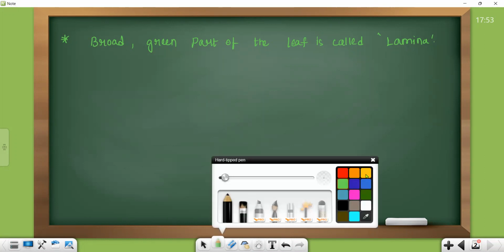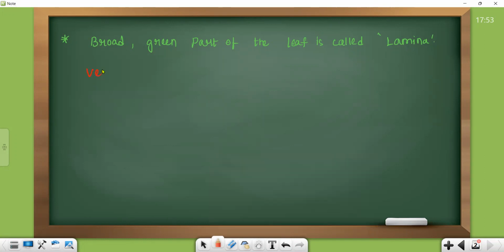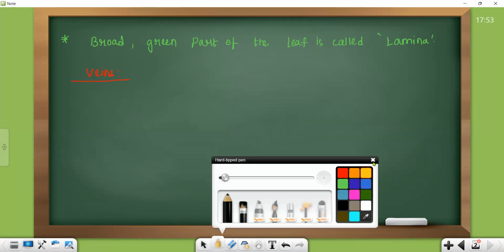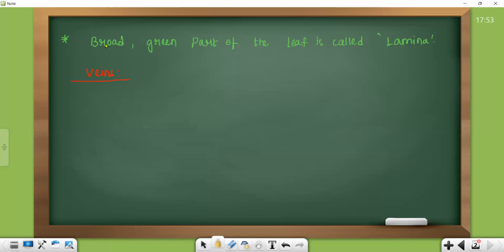Next, about veins. So what are veins? The lines which you can see on the leaf, those are called veins. Thin, hairy kinds of lines on the leaf are called veins.